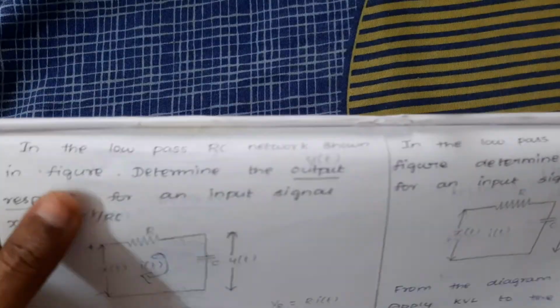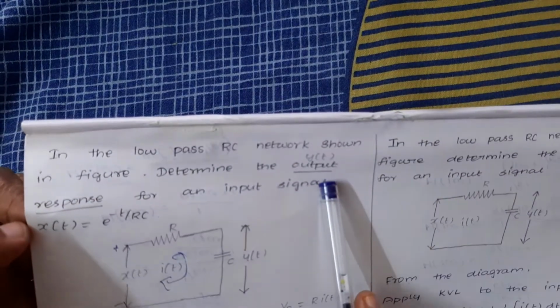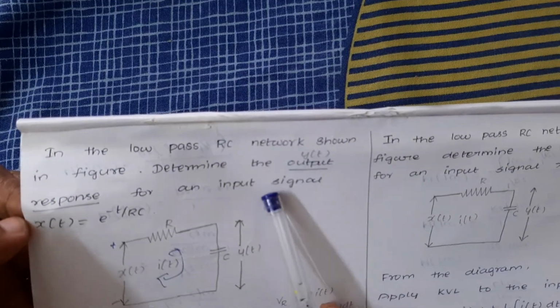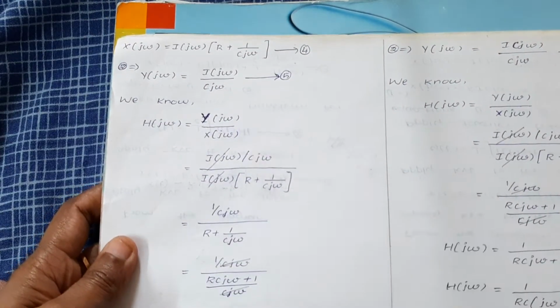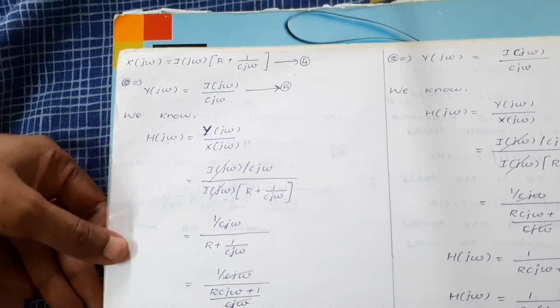In the question, they have asked to determine the output response. To find the output response, we take the transfer function, and from it we find Y of j omega. Then you can easily find the output response y of t.